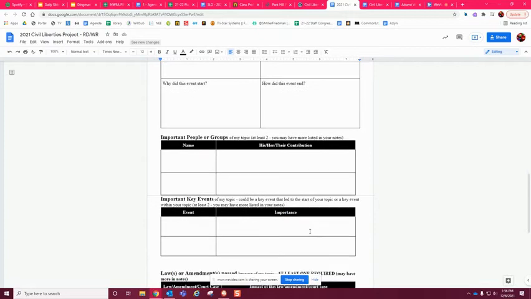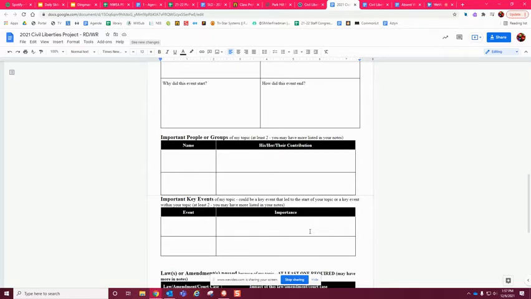The next part here is important people or groups of people. So again, I'm hoping that right now you're going, oh yes, I do have a couple people in mind that are already in my notes. If they're already in your notes, that's awesome. You can just transfer it over here and say, here's my person, here's what they did. Here's my group, here's what they did.